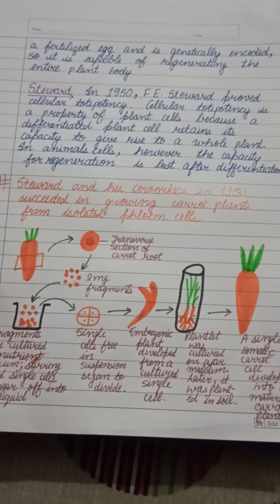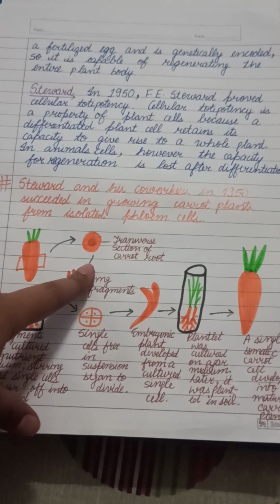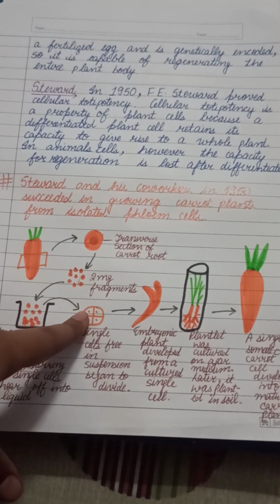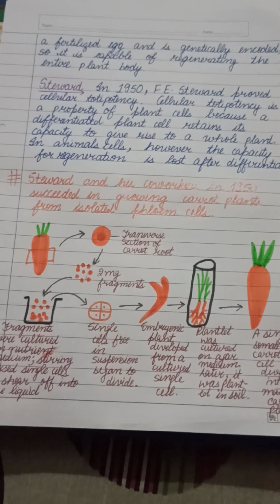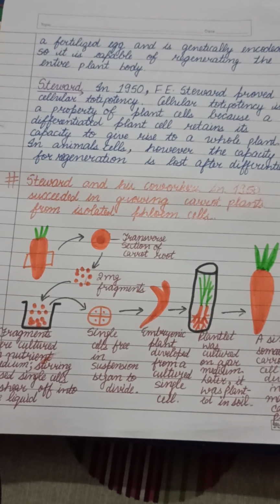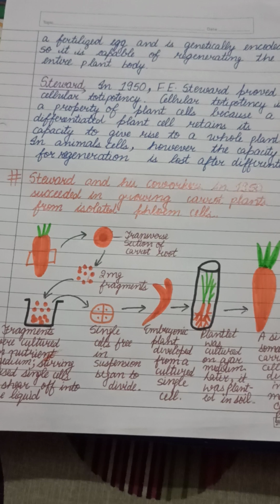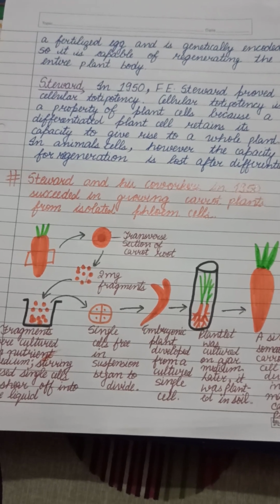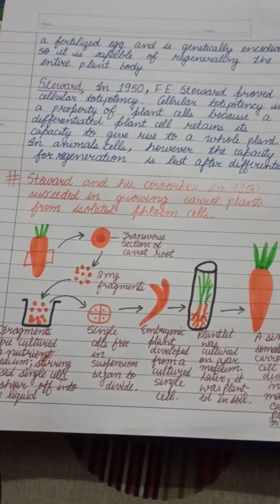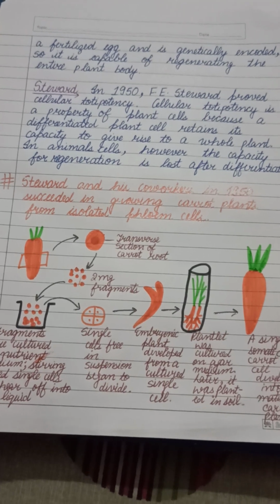Here they take a carrot and cut a transverse section of the carrot root. Then they cut it into small fragments. Then the fragments were cultured in nutrient medium. Stirring causes single cells to shear off into the liquid. Then these single cells in free suspension begin to divide.